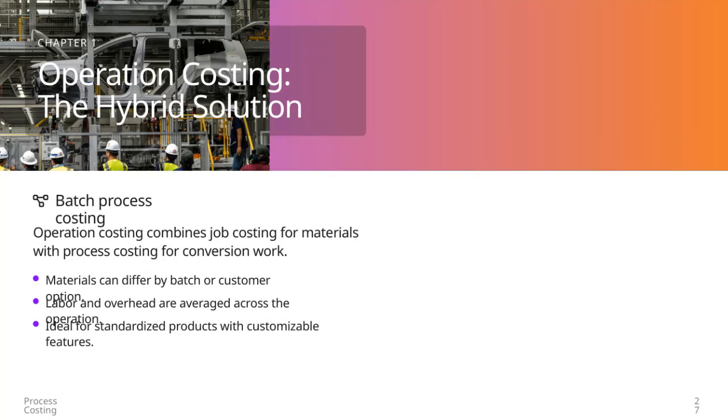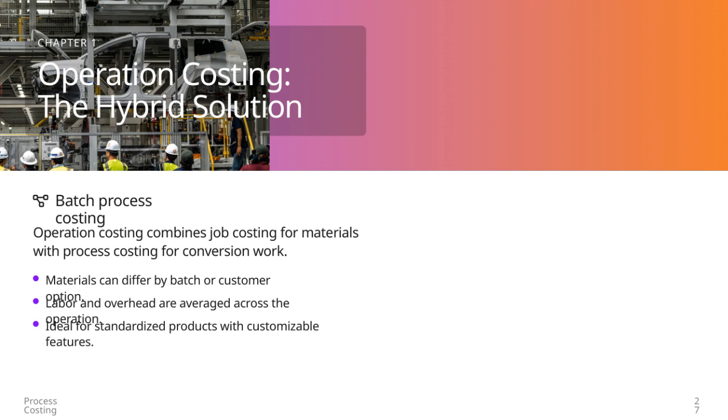Operation costing is a hybrid approach that blends elements of job costing and process costing to suit specific manufacturing scenarios. Essentially, it uses job costing for materials, meaning that material costs are tracked by batch or customer order, allowing for differentiation based on unique options or customizations. Meanwhile, labor and overhead costs are treated like process costing and averaged across the entire operation. This approach is especially effective for products that are largely standardized but offer some customizable features. By combining the strengths of both costing methods, operation costing provides a flexible and accurate way to assign costs in complex production environments.